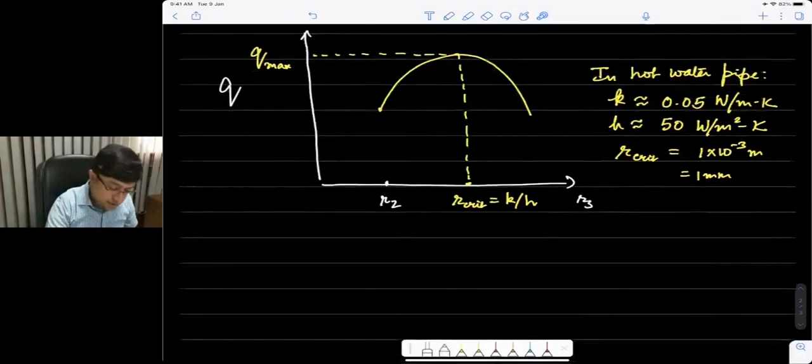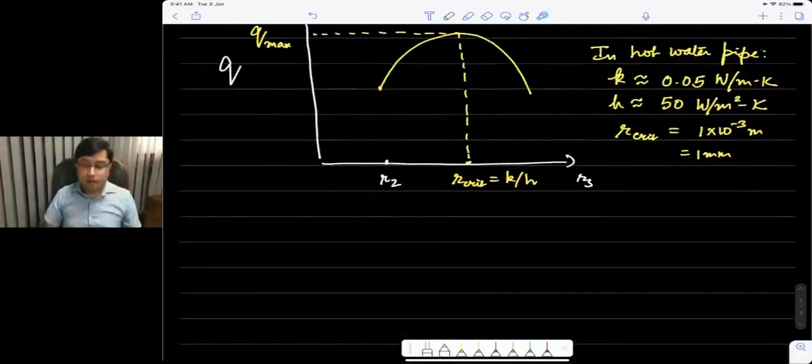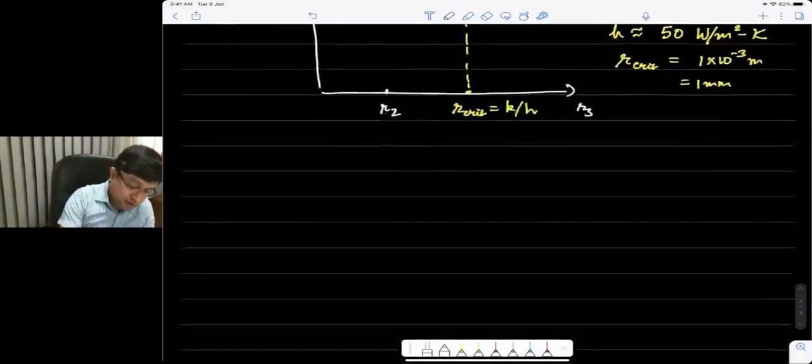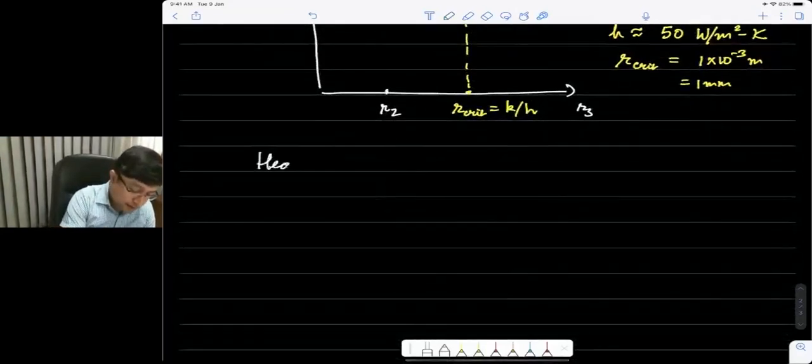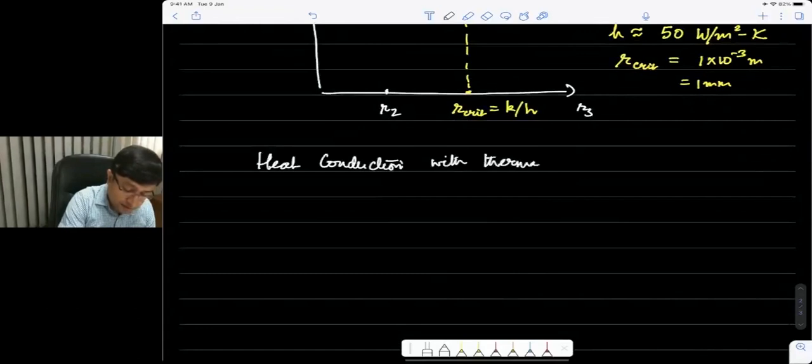Okay, so this is just to complete our discussion on steady state heat conduction with no heat generation. So let me now begin with steady state heat conduction with thermal generation, or with heat generation.